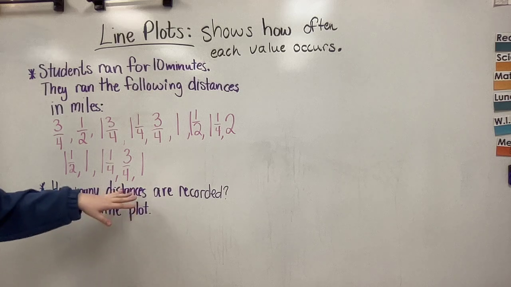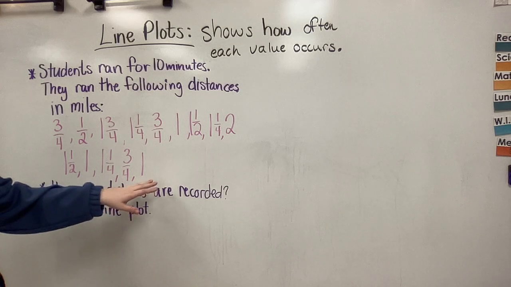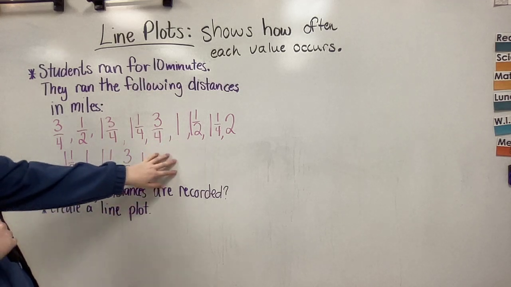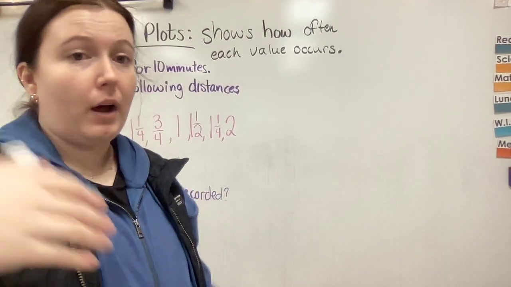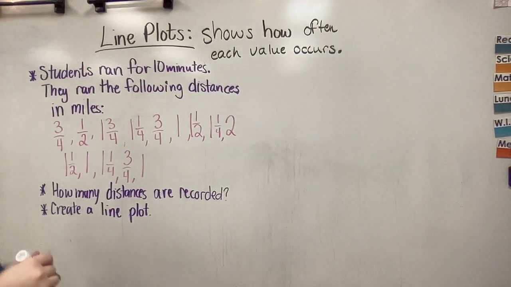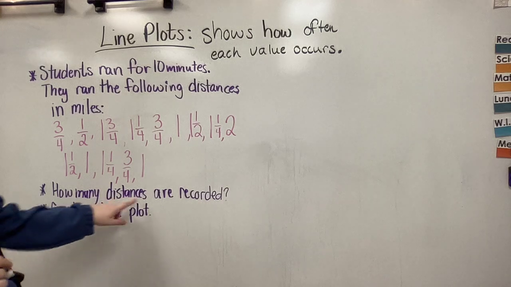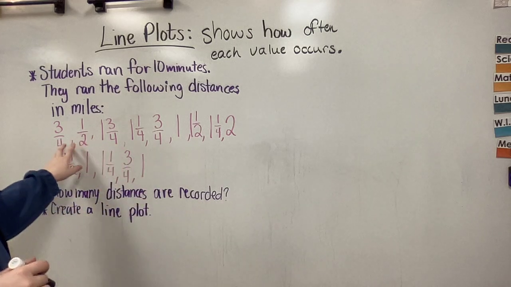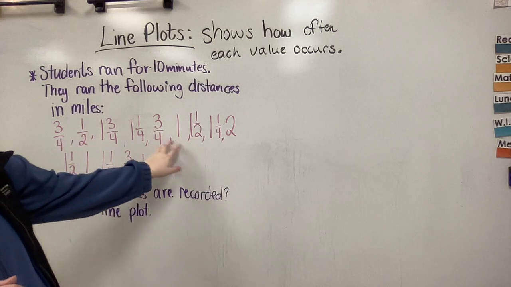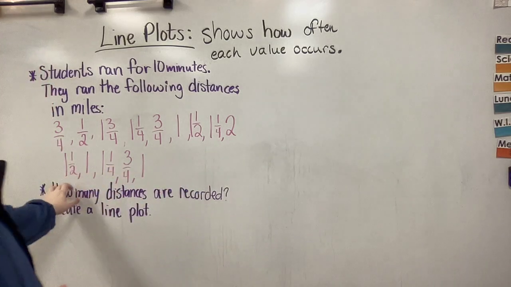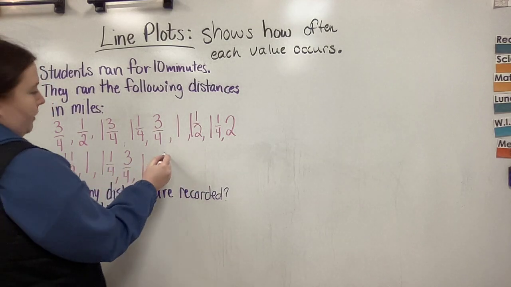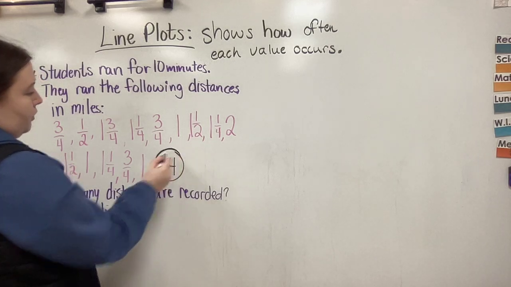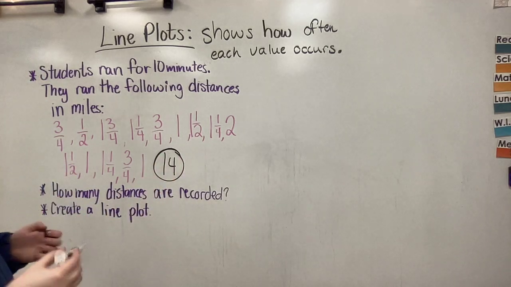Okay, so all the numbers are listed. The first thing we should always do is count how many we have, because if we count how many we have, then we know how many to put on the line plot. It says how many distances are recorded. If you count them up, 8, 9, 10, 11, 12, 13, 14. So there are 14 of them, and when we create our line plot, we should have 14 dots on there.